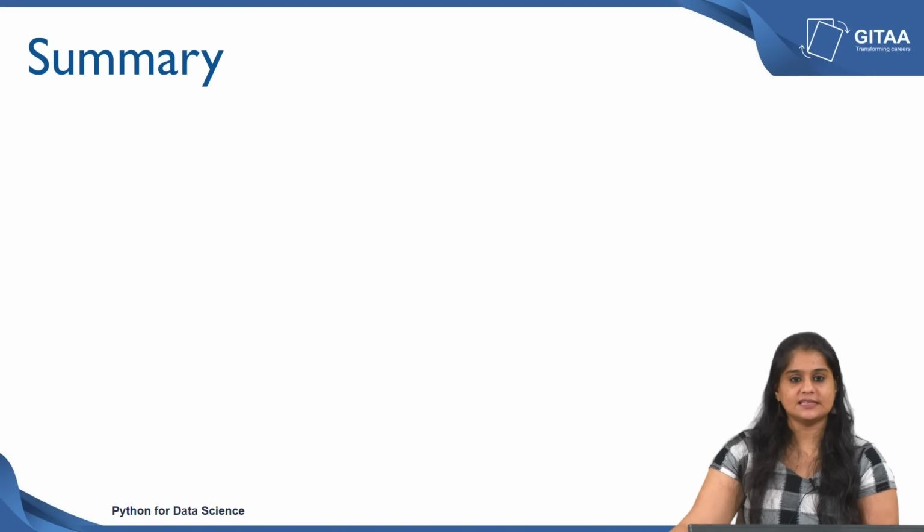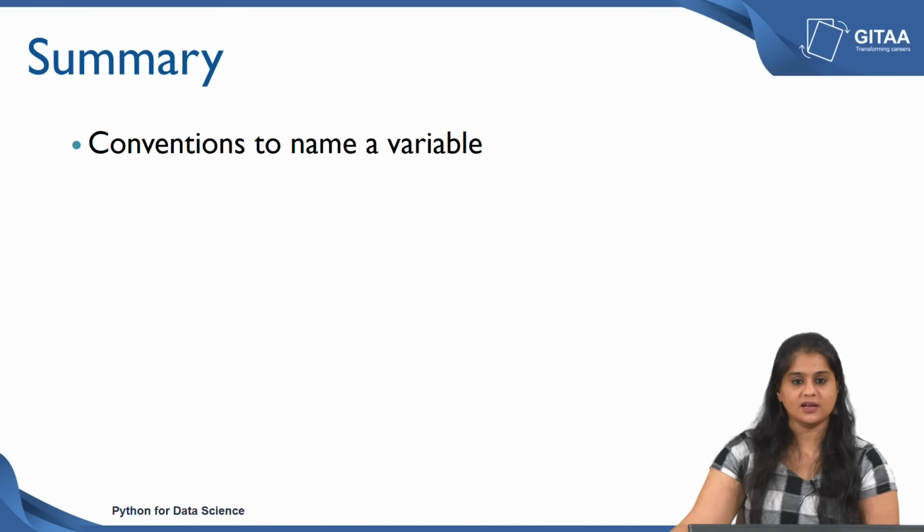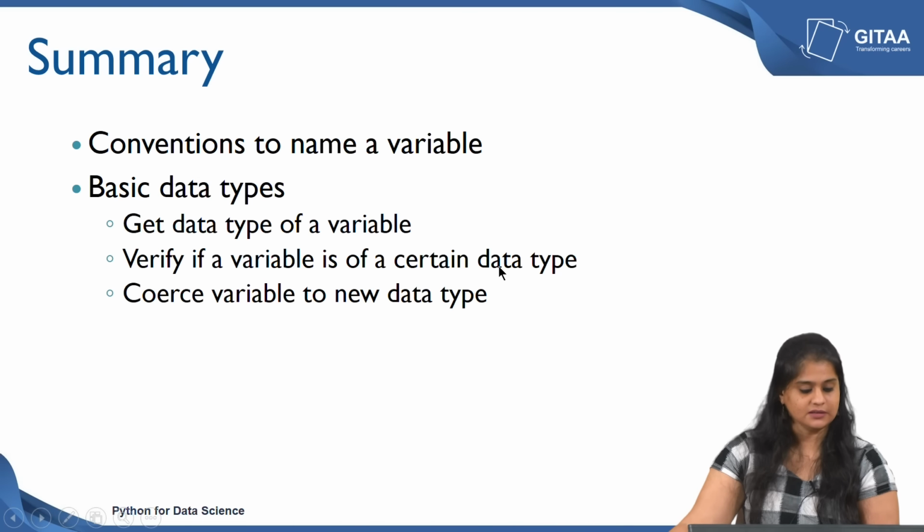So, to summarize, in this lecture we looked at some of the common naming conventions to name a variable in Python. We saw some of the basic data type related operations. One of that was to get the data type of a variable, then verify if a variable is of a certain data type, and how to coerce the data type of an existing variable to a newer one.